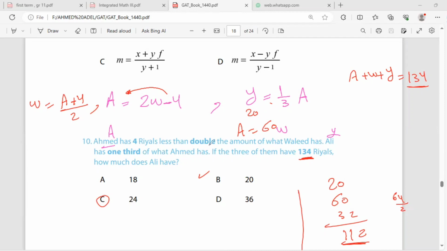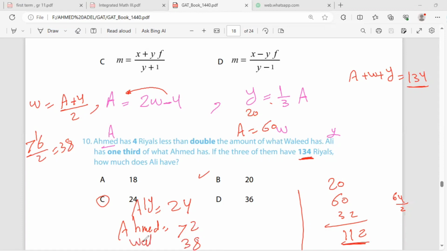Let me try 24. 24 is close to the answer. If Ali has 24, so Ahmed is 3 times what Ali has. 3 times 24: 3 times 4 is 12, 3 times 2 is 6, and 1, so 72. And here Walid equals (Ahmed plus 4) divided by 2. 72 plus 4 is 76. Divide by 2: 7 divided by 2 is 3, and 16 divided by 2 is 8, so it's going to be 38 that Walid has. Okay, Walid has 38 riyal.